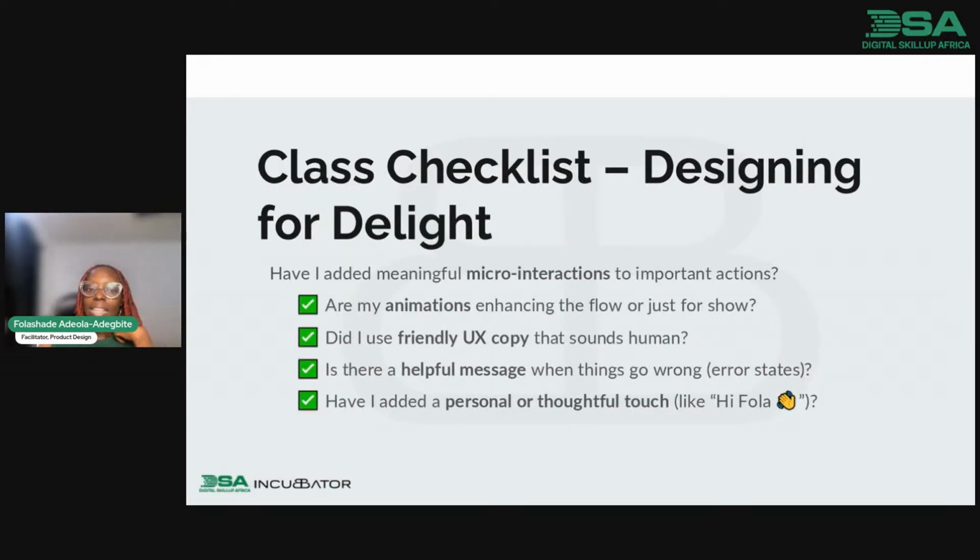So, a checklist for designing for delight. Have I added meaningful micro interactions to important actions? For instance, are my animations enhancing the flow or just for show? That's another thing you should consider when you're adding an animation or a micro interaction. You may want to show that you're very good at animation, or does it actually enhance the flow?